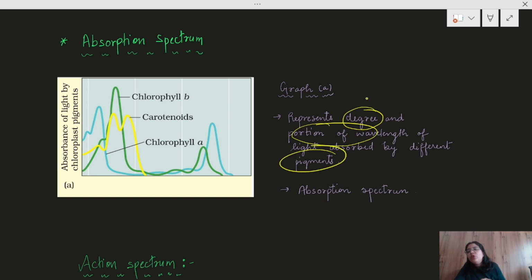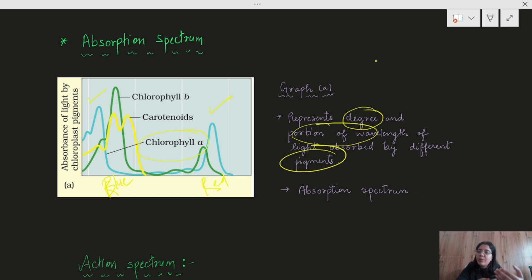Now what you can see here, this blue graph is for chlorophyll A. Chlorophyll A is showing maximum absorption in the red region and blue region, right? So this side blue region, this side red region. Okay, maximum peak, just notice. Chlorophyll B you can also see is somewhat similar, right? And then you can see this yellow graph is for carotenoids. So what you are looking at is at which wavelength, how much absorption each pigment is showing. This is the meaning of the absorption spectrum graph.